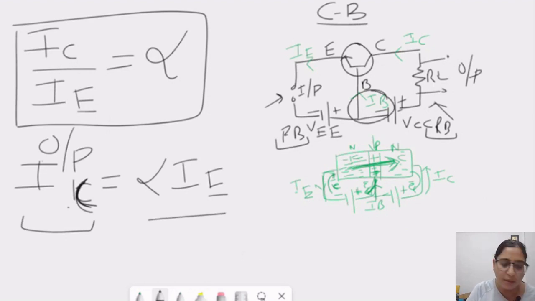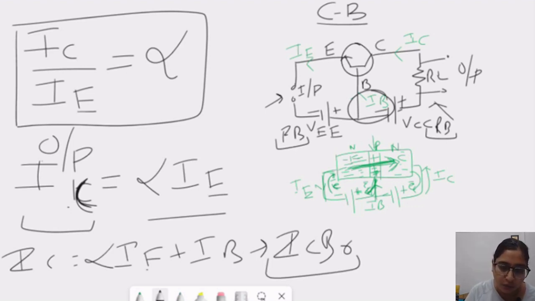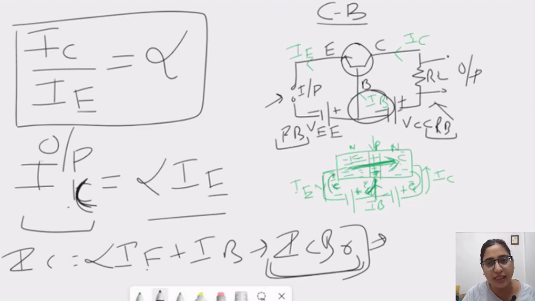We are considering the IB also. So IC is alpha IE plus IB, or this IB we consider as ICBO. Why ICBO? Because here we have some saturation current and output current of base also. So this is the leakage current which is flowing towards the base region, and this is due to the minority charge carrier also. So this current ICBO is nothing but the leakage current which is flowing inside the circuit.